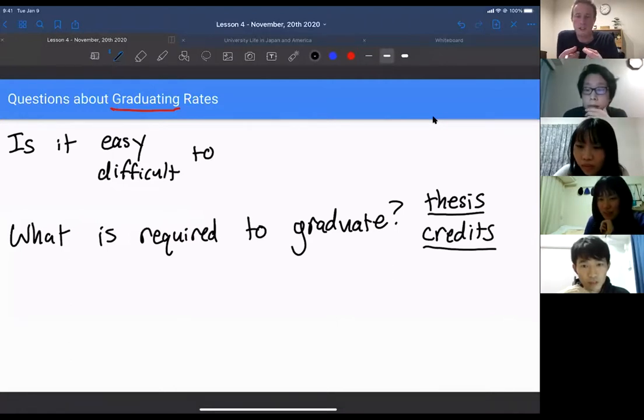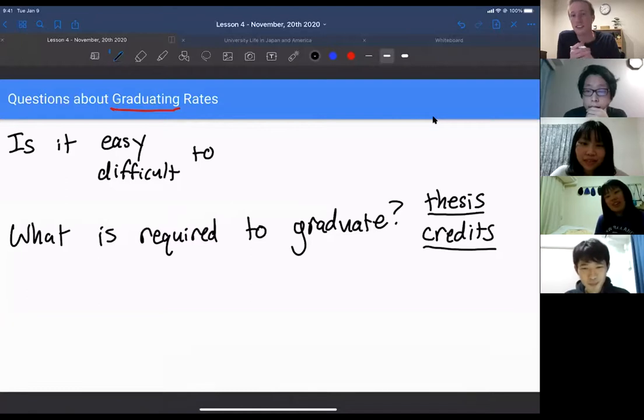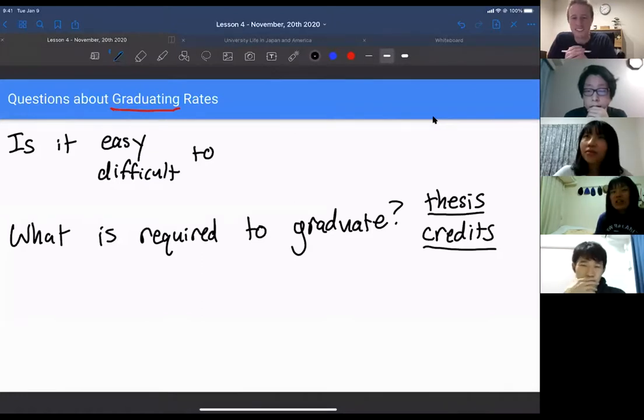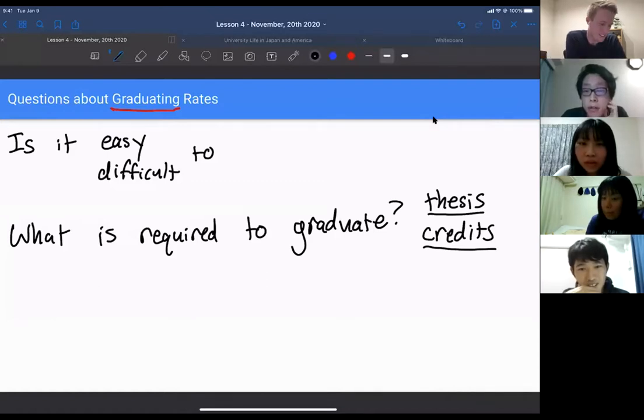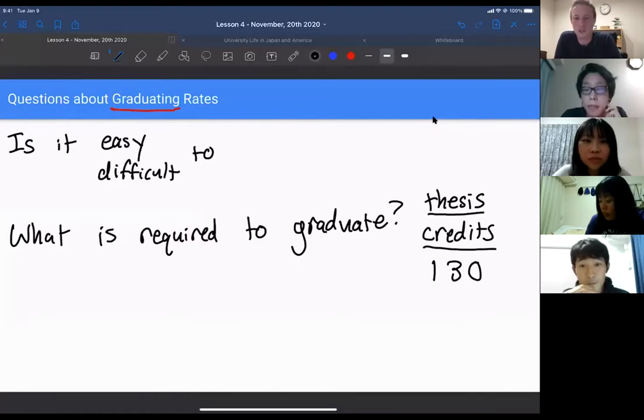What is credit? Credit is like a point that you get for each class. So some classes give you 2 credits. Some classes give you 3 credits. And if you want to graduate, you need, like, 100 credits or 200 credits. Do you know at Kanazawa University, how many credits do you need? Anybody? Maybe Shotaro knows since he's a senior. Shotaro, how many credits? 130. Okay, 130 credits.